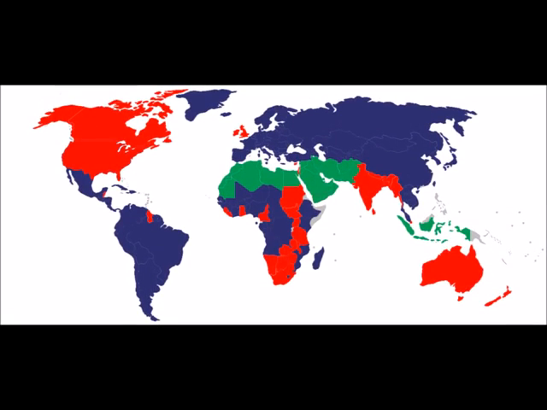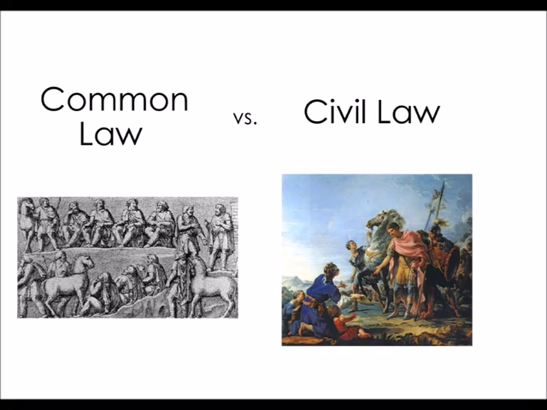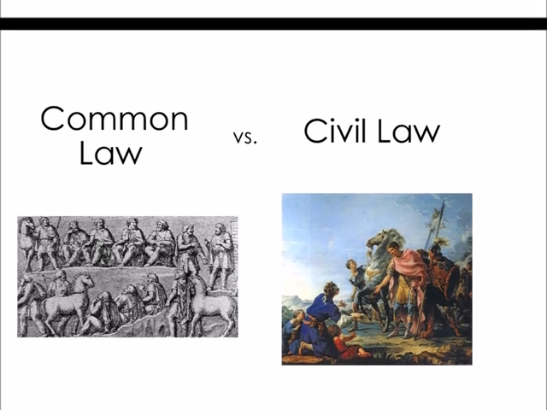This map of the world shows the nations that use civil law in blue, common law nations in red, and religious law nations in green. Almost none of these countries are pure in their law systems, but these colors represent the legal tendency they base their system on. We're not going to go into religious law in this discussion. What we want to do here is compare and contrast common law and civil law.